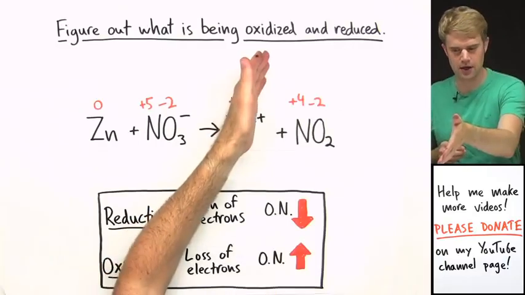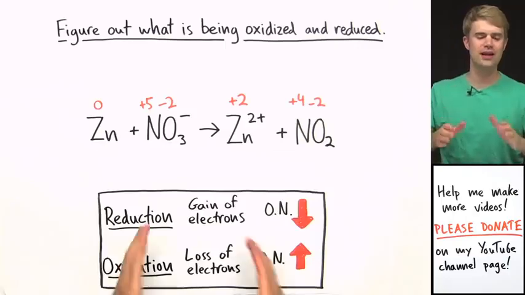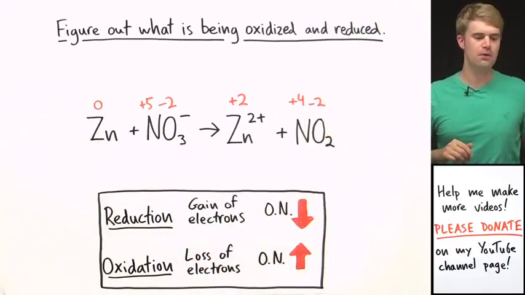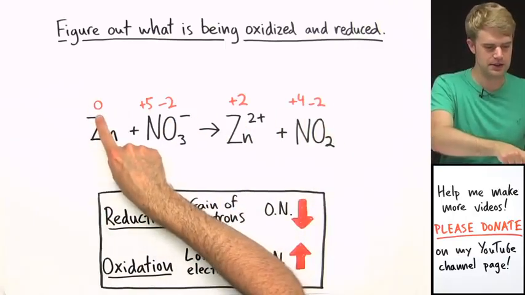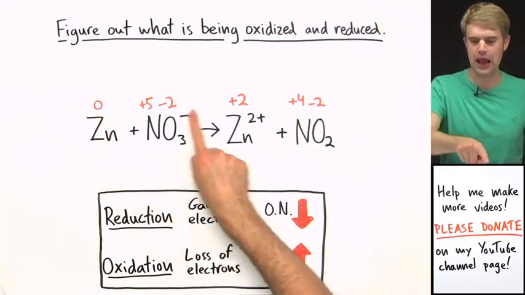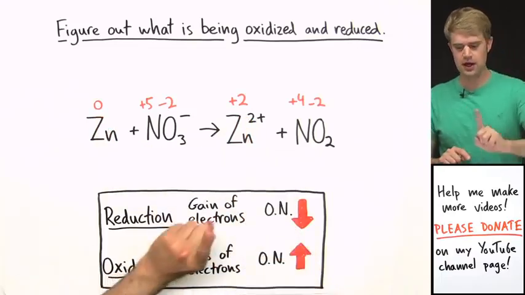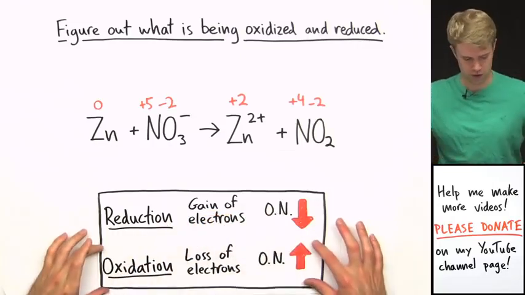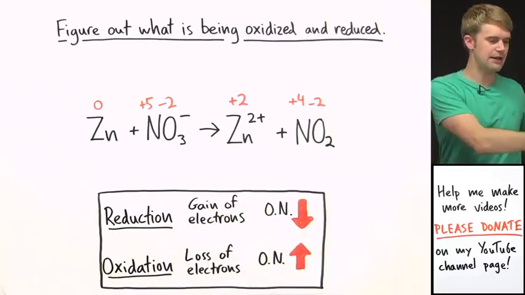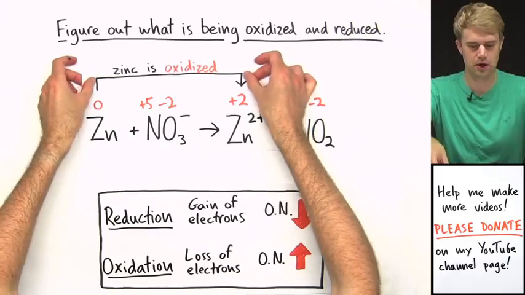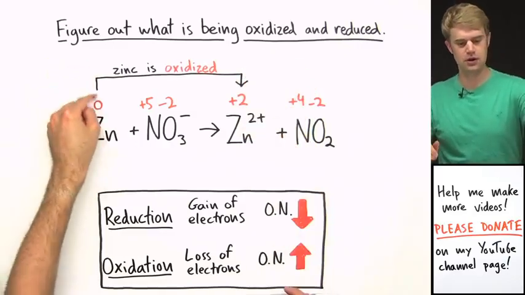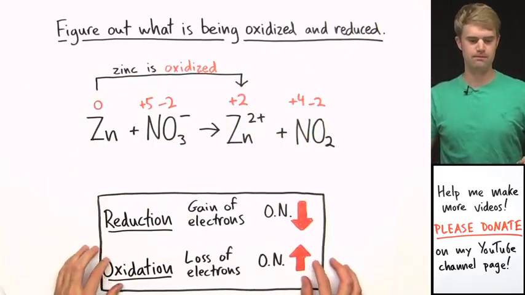So what's being oxidized and what's being reduced? We'll look at changes in oxidation number. Okay, zinc here is 0 on the left side of the equation, and then it's +2 on the right side of the equation. So zinc's oxidation number is going up, which means that it is undergoing oxidation. So zinc here is oxidized from 0 up to +2.